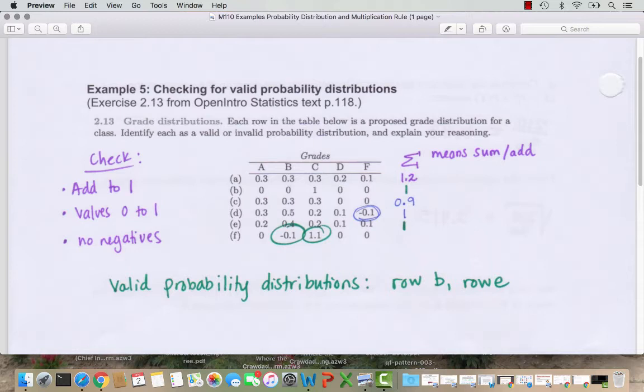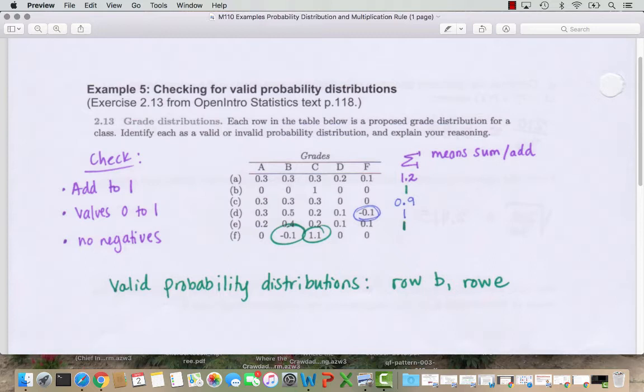Each row corresponds with a different possible distribution of grades A through F. So these are proposed grade distributions for some classes. Row A has all positive values. So our next step is to check to make sure that the sum is 1 or not. Over here on the right side, we are going to add it up.